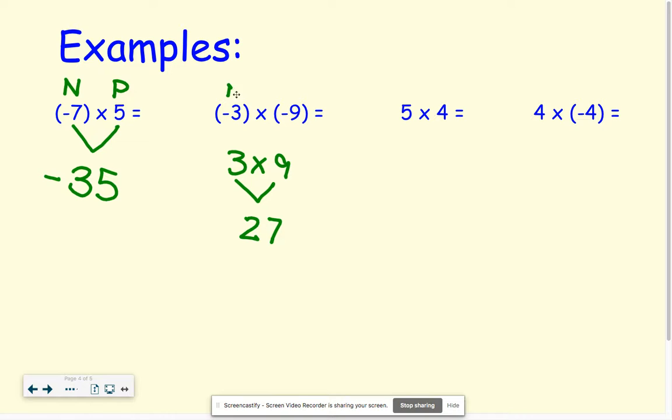I have a negative number and a negative number. Because I have two negative numbers, my answer stays positive. Next, I have a positive number and a positive number. These are ones that you already have been working on, so this should be pretty easy to come up with your positive answer.